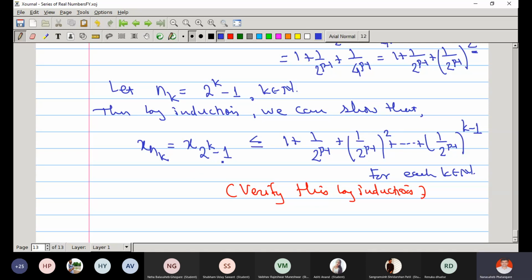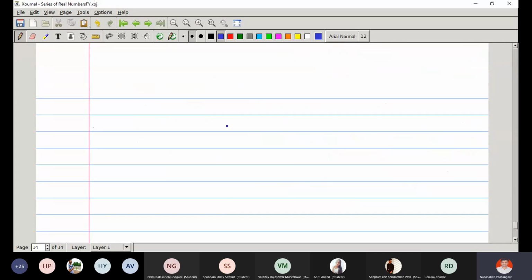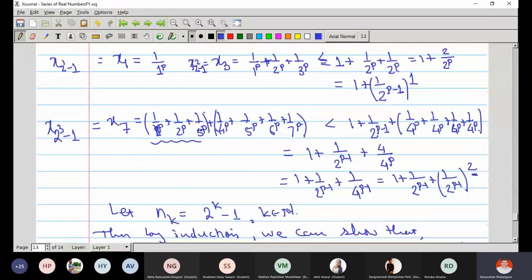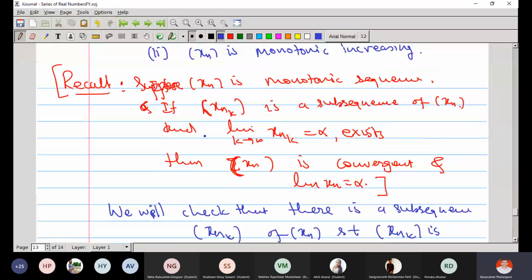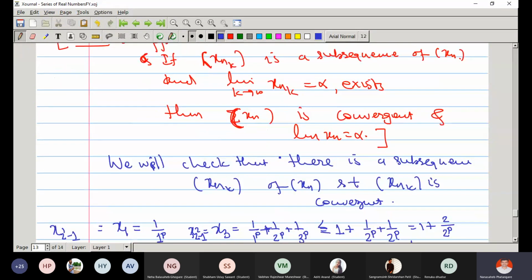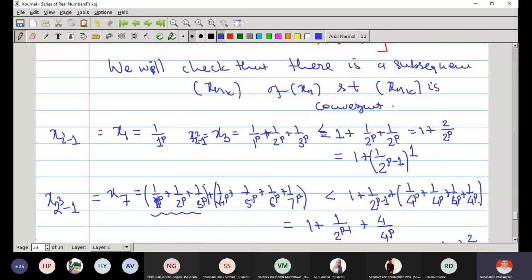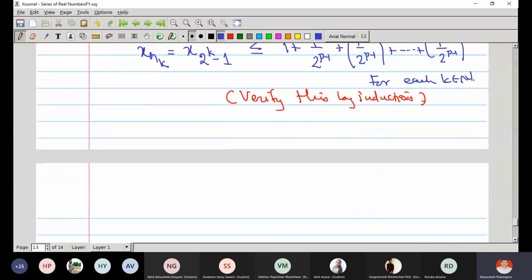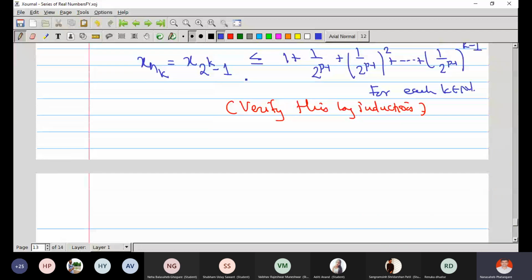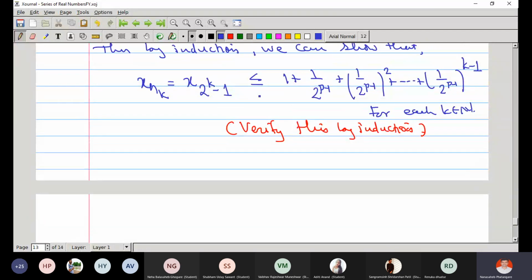Okay, what further? What should be my next step? Remember, what is our ultimate aim? Our x_n is monotonic increasing. We wanted to produce a subsequence which is convergent. So we will check that there is a subsequence which is convergent. So now we are looking at this subsequence x_nk, that is x_(2^k − 1), and we want to check whether this subsequence is convergent. So how to check this?